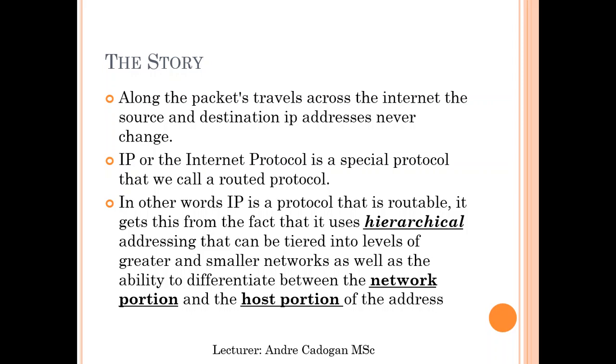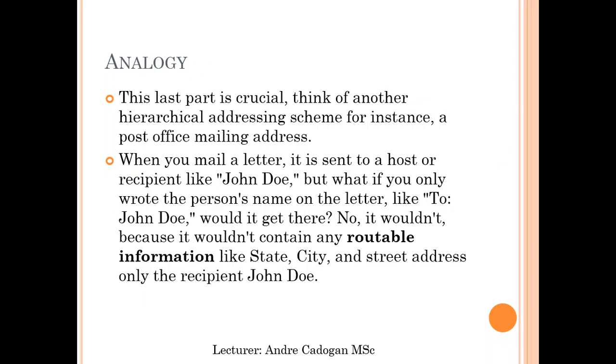It must be differentiated between the network portion and the host portion. An analogy is like this: you cannot just say you have John Doe. We need to know exactly where John Doe lives, with the city, his zip code, the area that he lives in, and so on. So it's hierarchical. The area, the city, the street that he lives in would be known as the network portion. And the host portion is the exact number of the house that John Doe is living in.